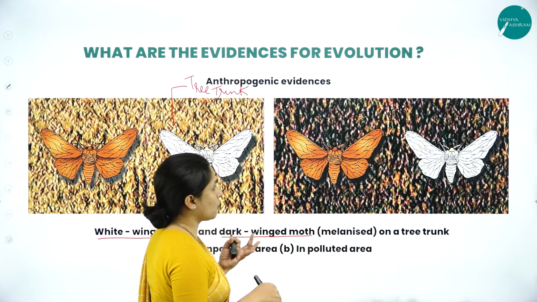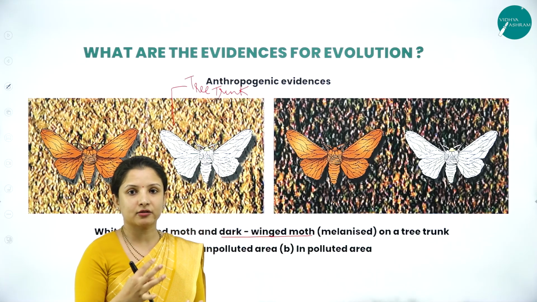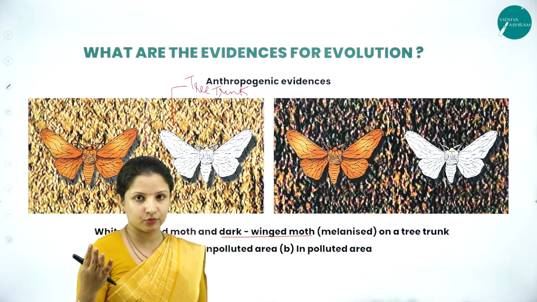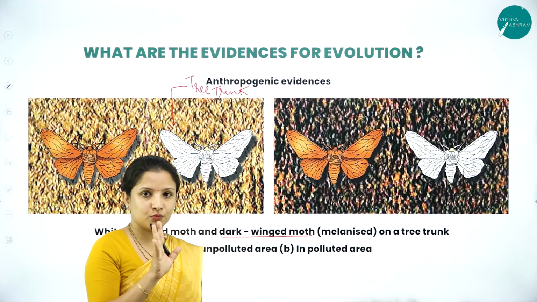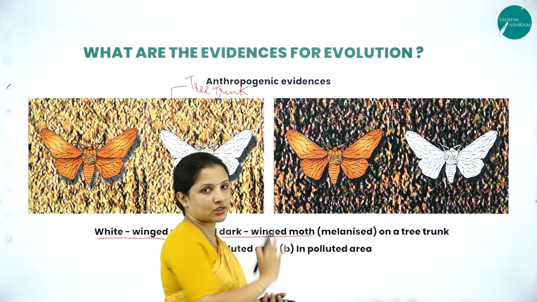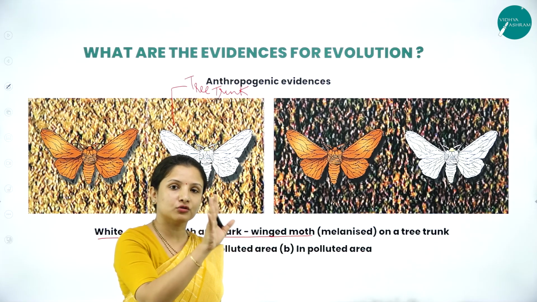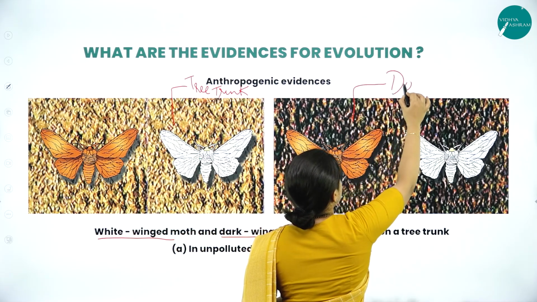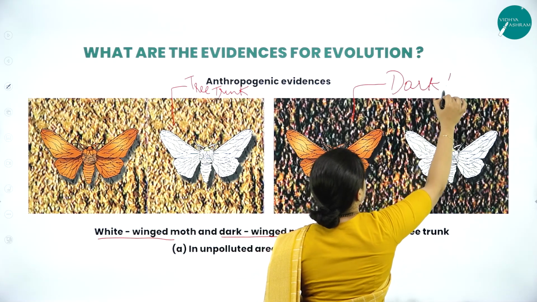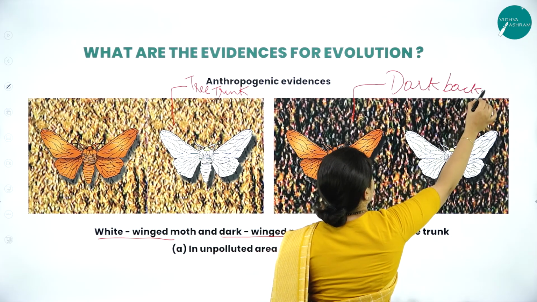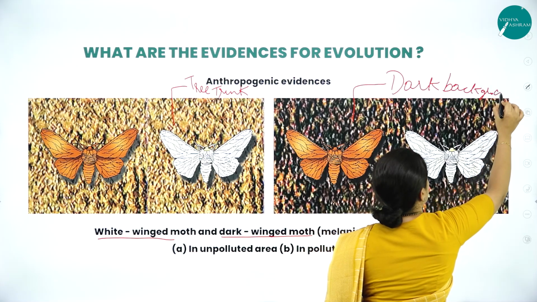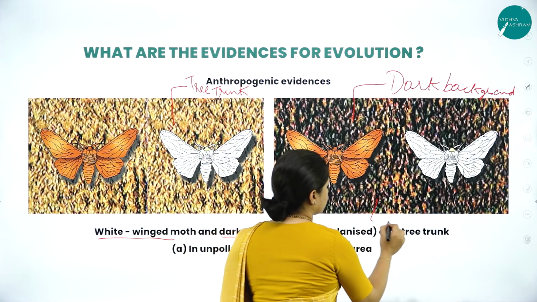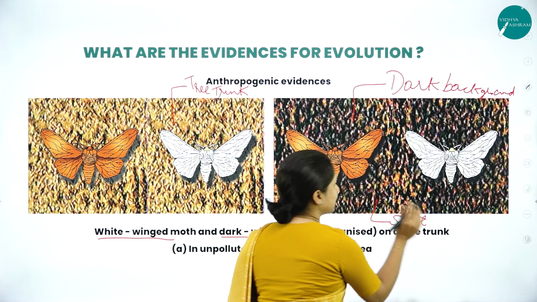After industrialization, what happens? A lot of factories and all that started releasing soot or black smoke into the atmosphere. That soot or black smoke started settling on those trees. Now when these moths go to rest on the trees, they find a dark background. Why is that background dark? It is because of the soot or the industrial smoke that settled on the tree.